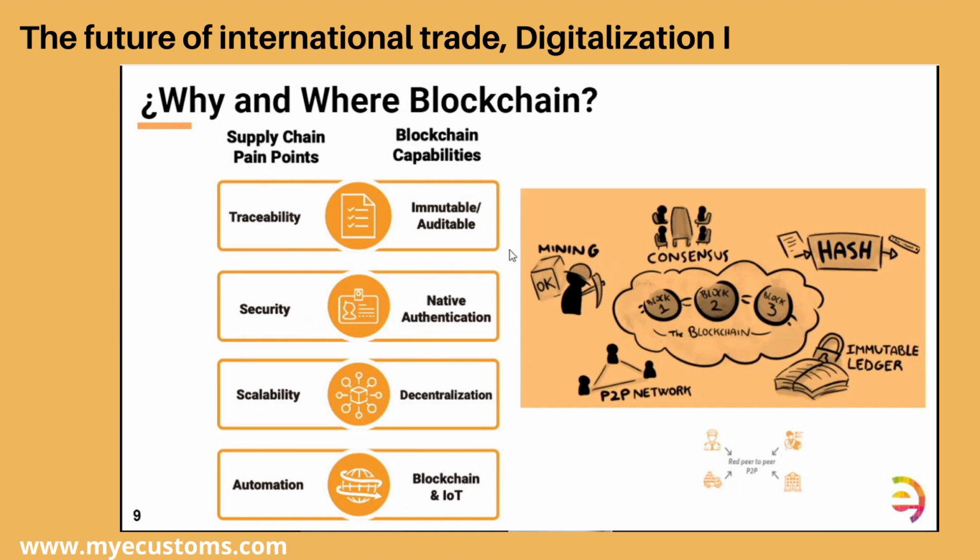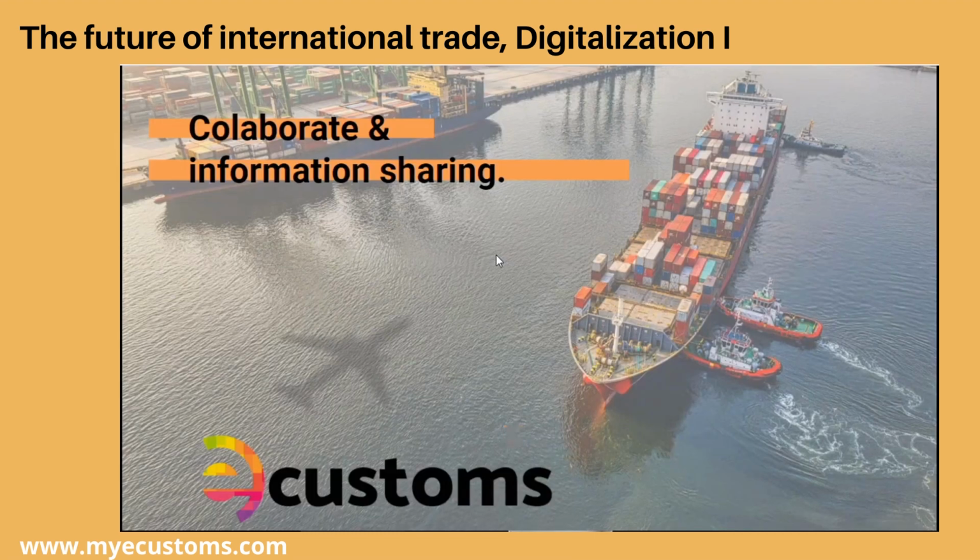And why and where is blockchain used? In supply chain, we have several pain points. We have the traceability pain point, security, scalability, and automation. And that's why blockchain is perfect for the supply chain, because it gives immutability, authentication, decentralization, and you can automate processes, no? Any question till here?